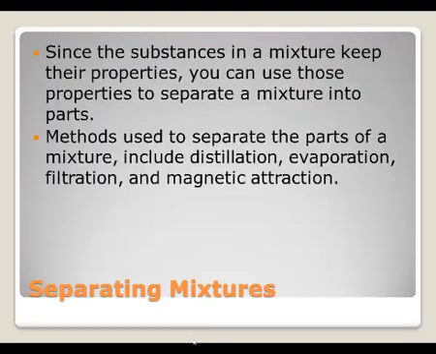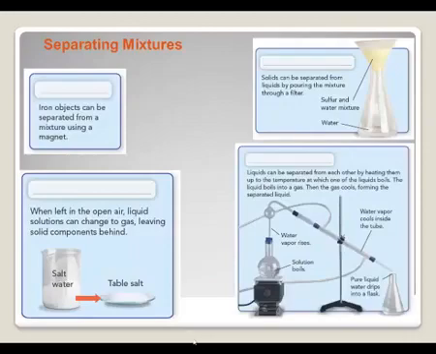We do try to separate mixtures, and we will perform a few experiments later on where we do separate some mixtures. But since the substances in a mixture keep their properties, you can use those properties to separate a mixture into parts. Methods that are used to separate the parts of a mixture include distillation, evaporation, filtration, and magnetic attraction. So these pictures show examples of each.